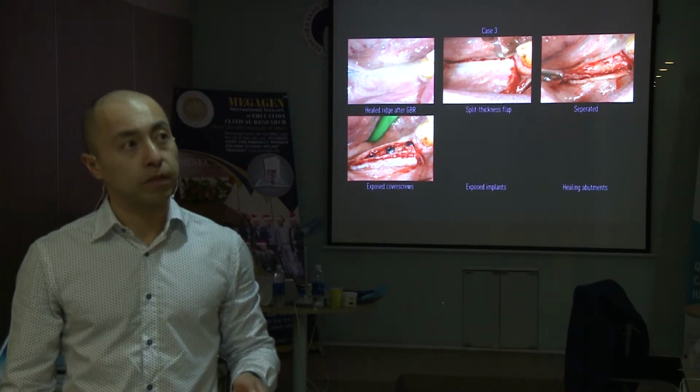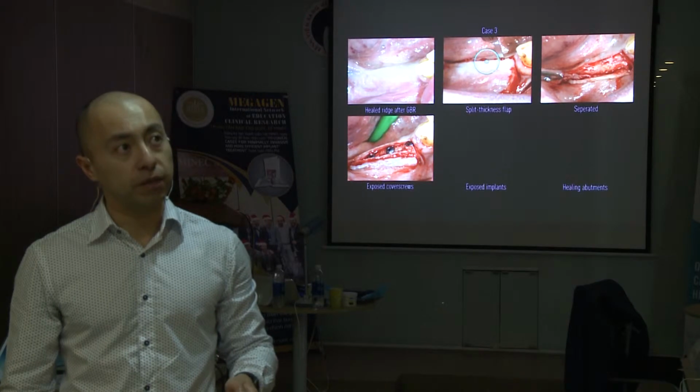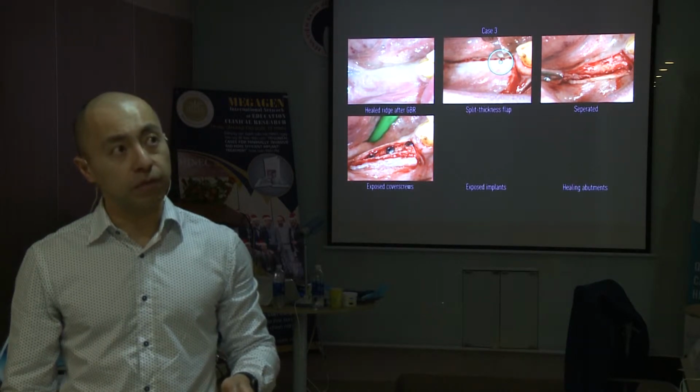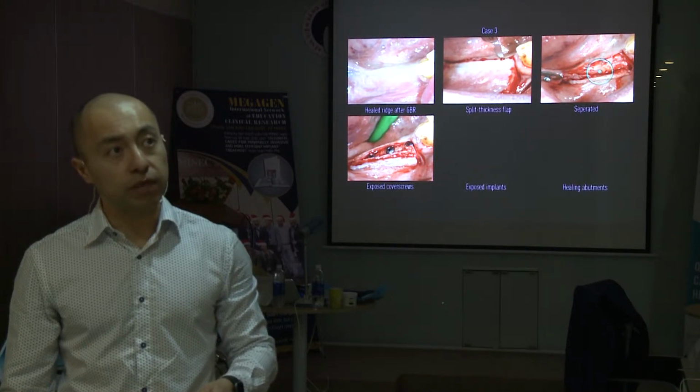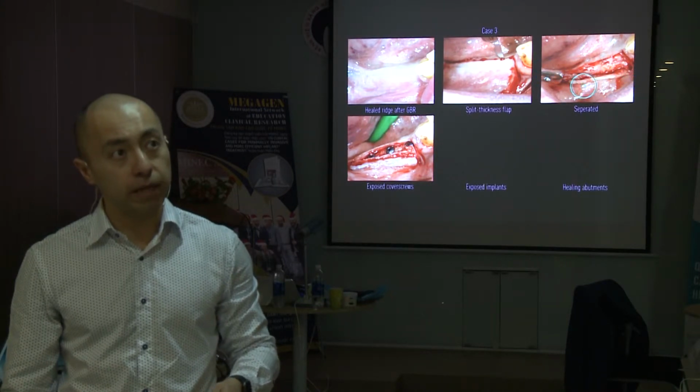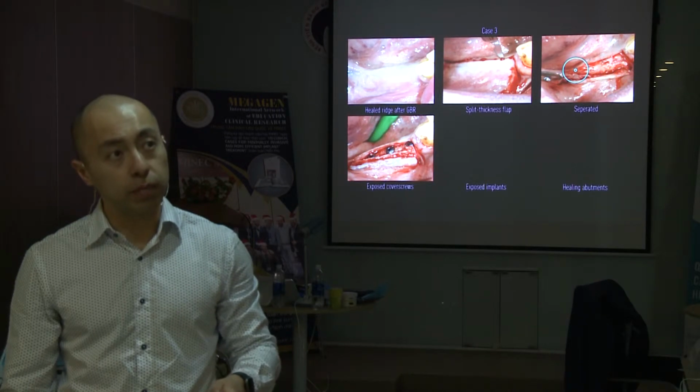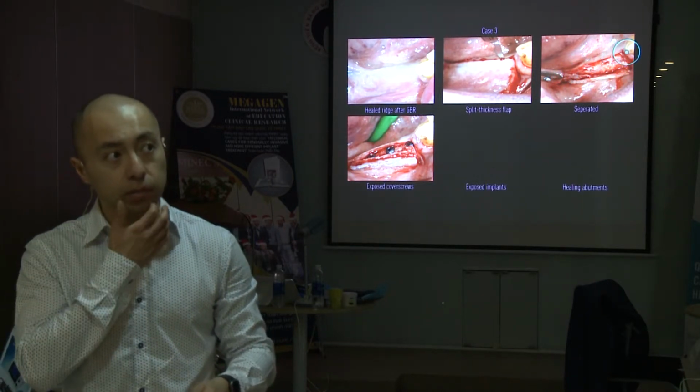So here you see my split thickness flap, just a millimeter before I go into the periosteum. And here you see the separation of the soft tissue, the upper layer, and the lower layer. That's why the implants are still below the periosteum here.